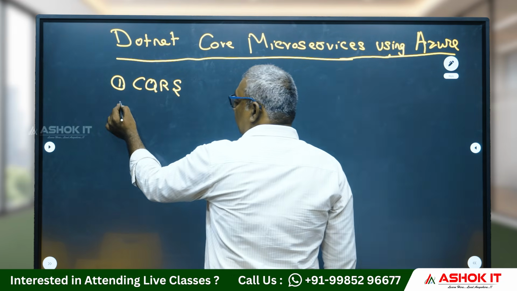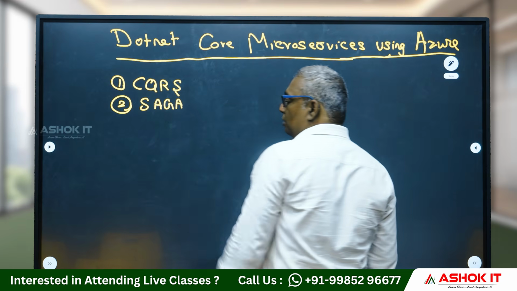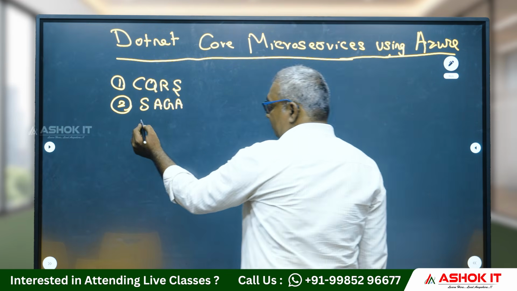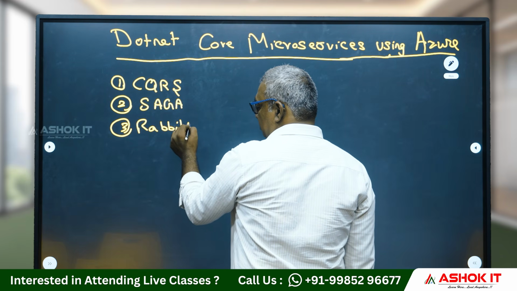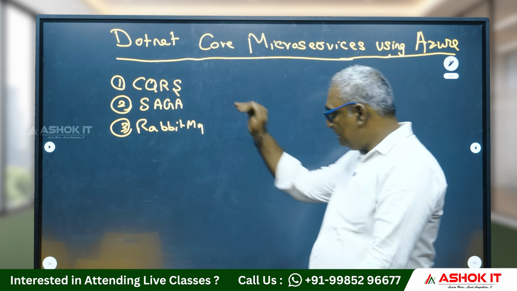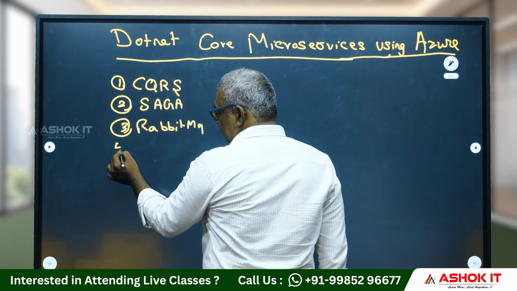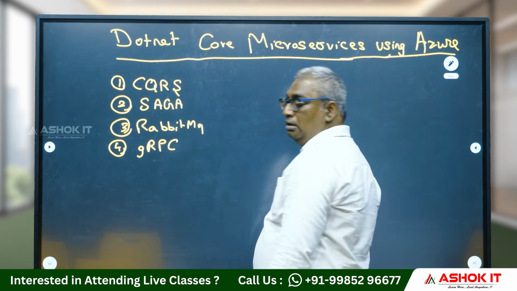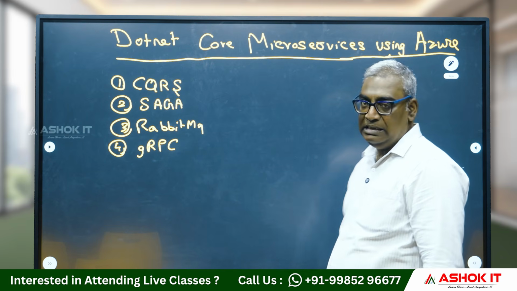The second pattern is the Saga pattern. This is another important pattern while building microservices. The third is RabbitMQ, which is nothing but a Saga pattern implementation. So these three patterns. On top of that, we have one more concept, which is gRPC, Remote Procedure Call. I will explain what a Remote Procedure Call is in the architectural diagram.